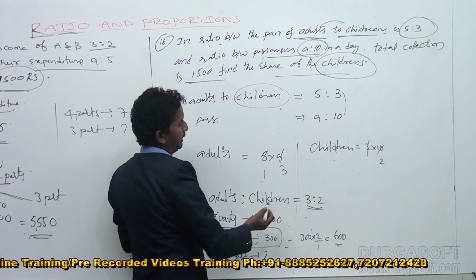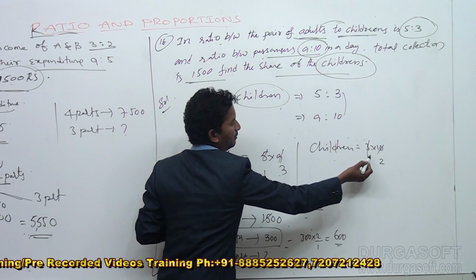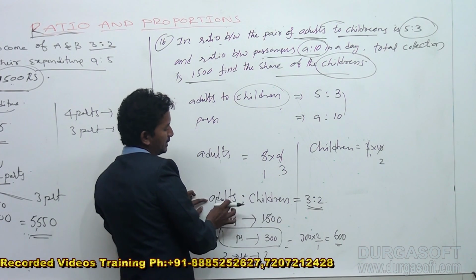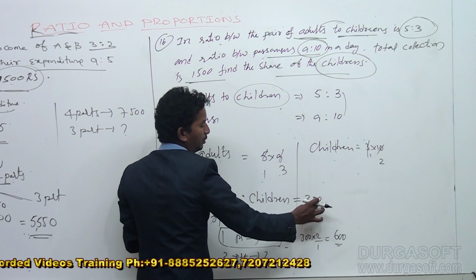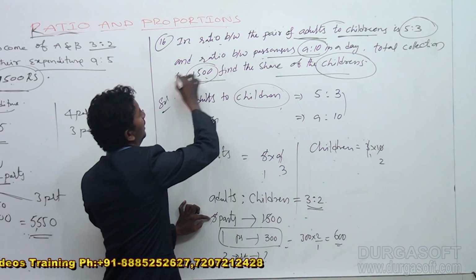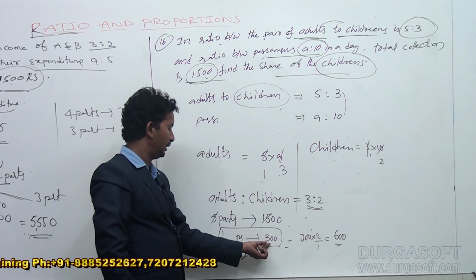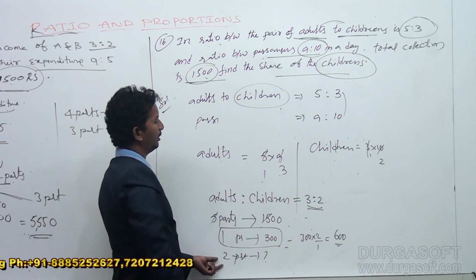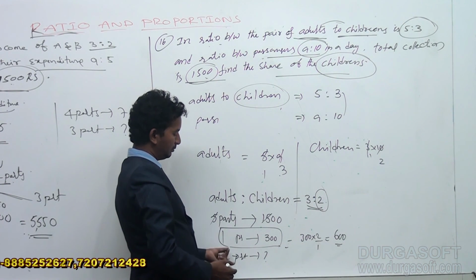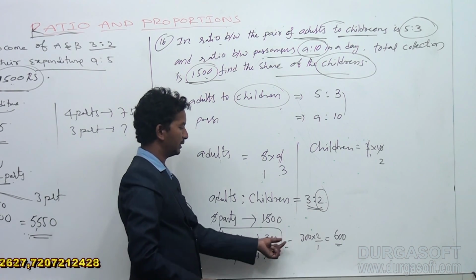Now again find the ratio. 3 ones are 3, 3 threes are 9, 5 ones are 5, 5 twos are 10. So here 1 into 2, 2. Here 1 into 3, 3. Now adults to children, adults is 3 parts and children is 2 parts. Total 3 plus 2, 5 parts. 5 parts is given, total collection is 15,000. So 1 part is equal to 3,000, but I want the 2 parts of children. 2 parts of children, 1 part is equal to 3,000, 2 parts is equal to how much? Now both are cross multiplied, you can get the answer.